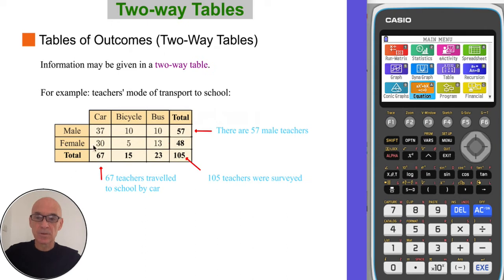So adding the columns, you can see that there are 67 teachers that came to school by car, 15 that came by bicycle, 23 that came by bus. And looking at the rows, you can see there are 57 male teachers and 48 female teachers. And looking at this bottom right hand corner here, the grand total, we can see that altogether there are 105 teachers.